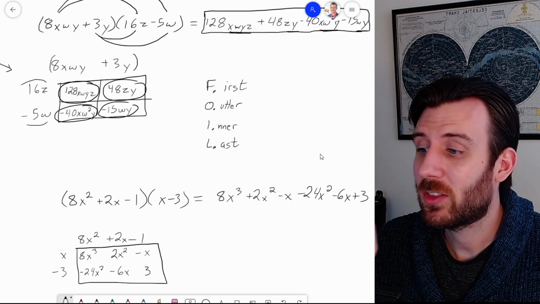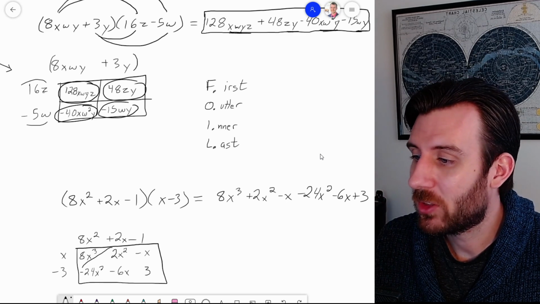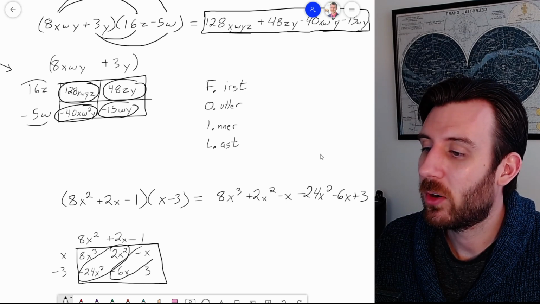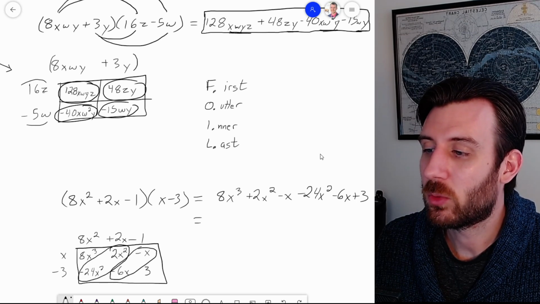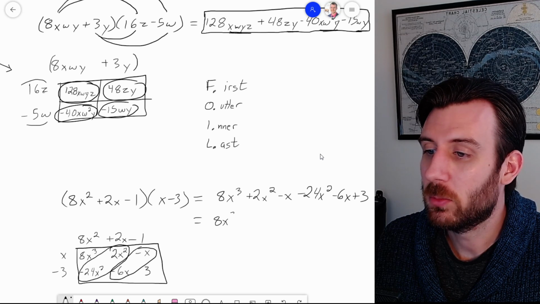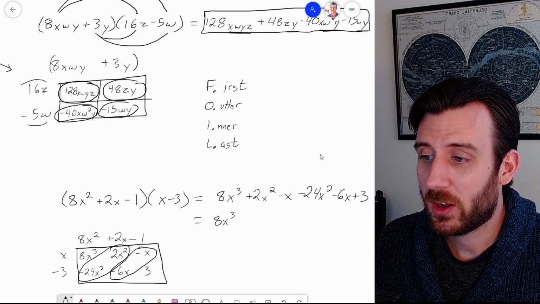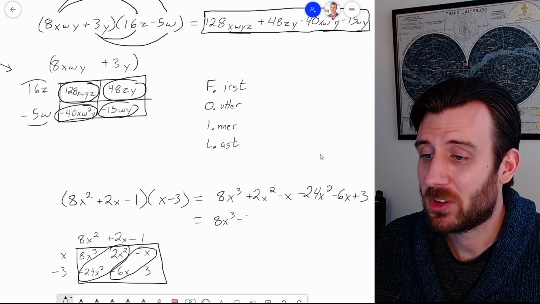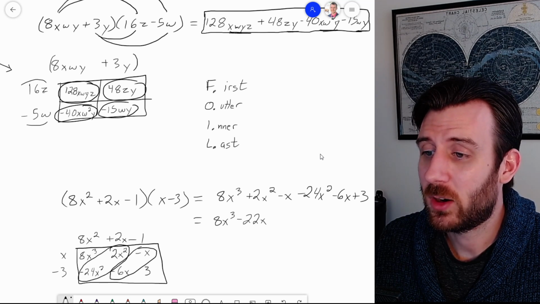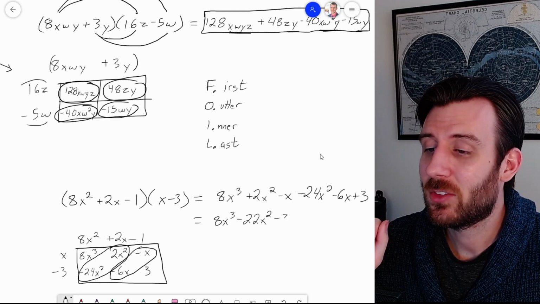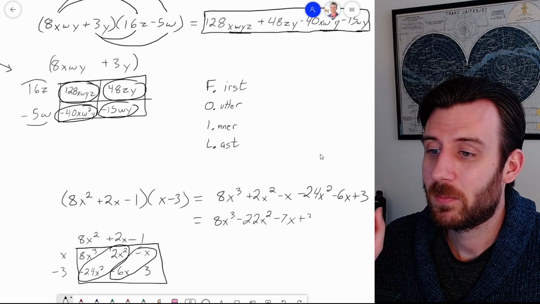In fact, if you look at this even more closely, what you'll recognize is that along these patterns here, you can even simplify this further. Because really what this is, is a rectangle that has 8x cubes. It has 2x squares and the opposite of 24x squares, which really just means that it comes down to negative 22x squares after you balance it out. And then you have negative 7x's and a 3.